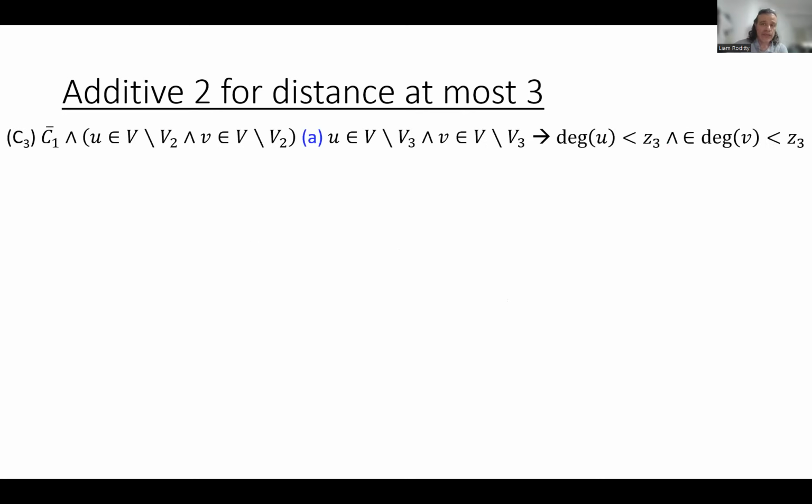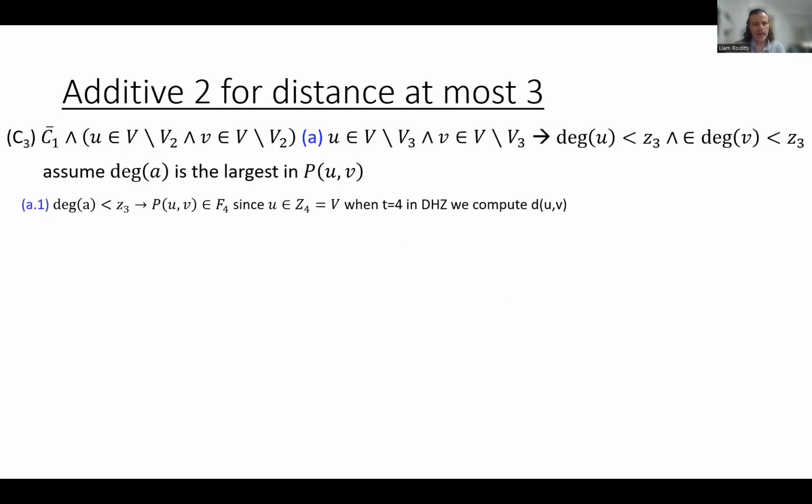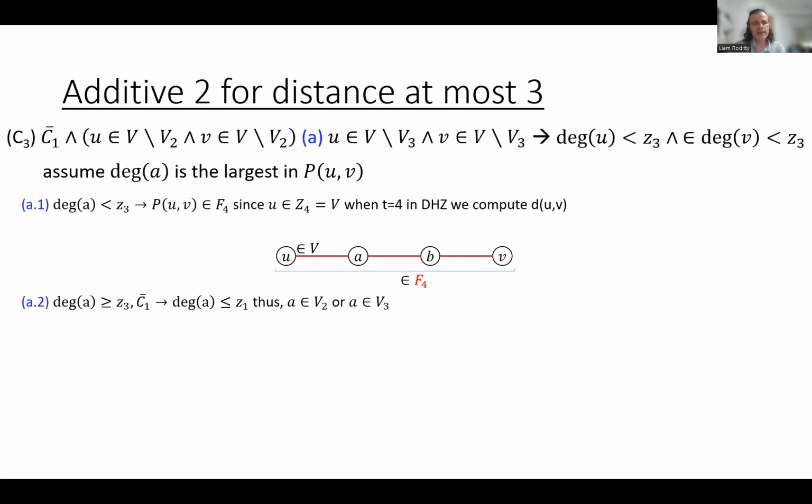Okay. The most interesting case is case 3. So in the first subcase A, we have the following assumption. We assume the degree of A is the largest. And if this is the largest degree and it's still less than Z3, then we are in a very good situation, because we have the exact distance computed from U and from V when we run it for Dor-Halperin and Zwick, because all these edges are in F4, which is E. If it's not the case, it means that the degree of A is at least Z3. It might be also Z2. It is less than Z1. So we are in this case.